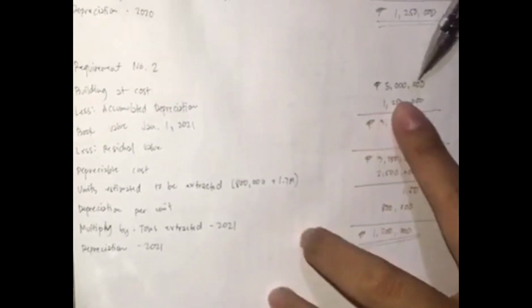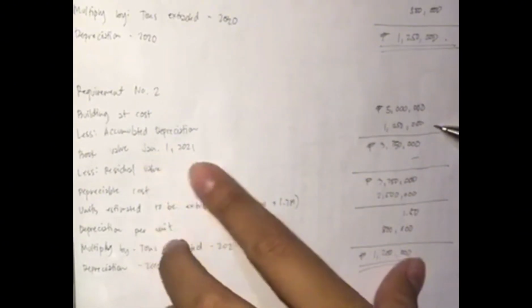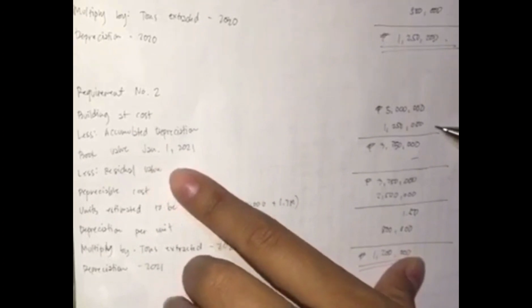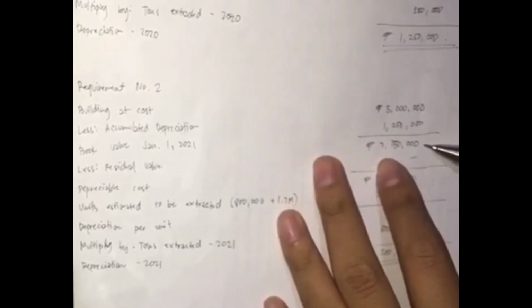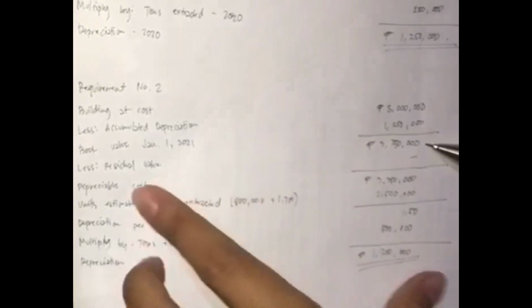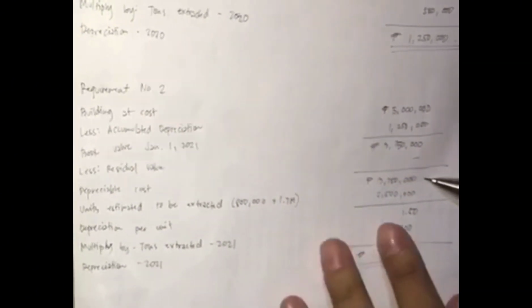Sa requirement 2, compute for the depreciation to be recognized for 2021. So requirement number 2, building at cost 5 million. Then less accumulated depreciation katong sa requirement 1, katong sa 2020 nga depreciation ang 1,250,000. Then book value siya sa January 1 ang 5 million minus kaning 1,250,000 and na ay 3,750,000. Less residual value. Why residual value? So bring down 3,750,000 pesos.